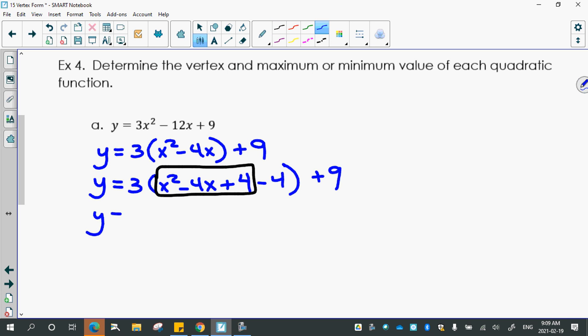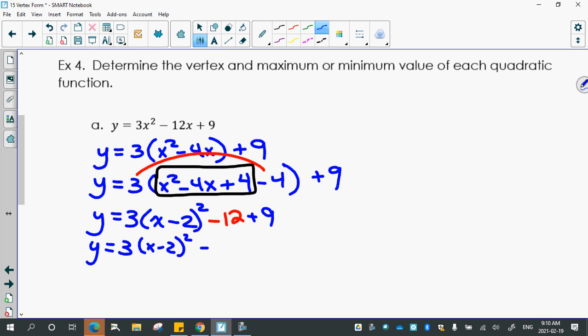And then I'm going to factor the perfect square trinomial, which is in the box. Square root of x squared is x, sign from the middle term, square root of 4 is 2, squared, that's what makes it a parabola. Then most people remembered that the negative 4 had to be multiplied by the 3 to get out of the bracket. So they had negative 12 here, which made me very happy, plus 9. And then they ended up getting y equals 3 times (x minus 2) squared minus 3. Okay? So you successfully started with standard form and ended up with vertex form.